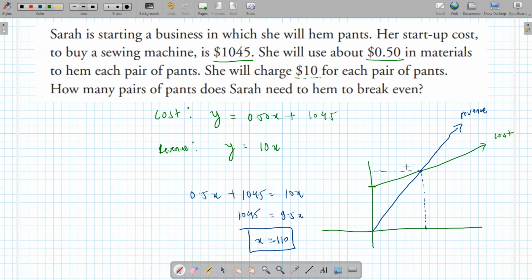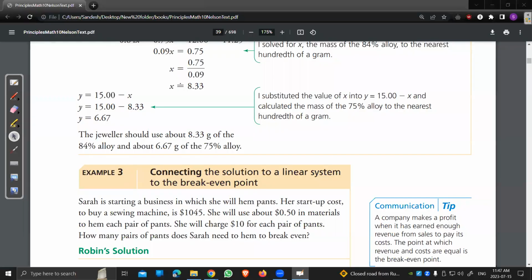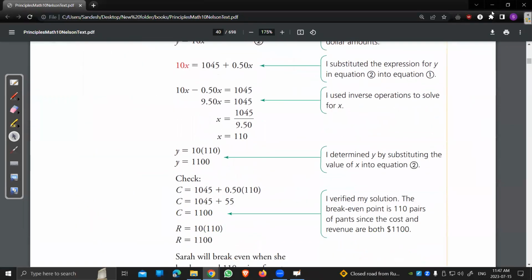Look at what's gonna happen after this. Before 110, she's gonna be losing money because the cost is higher than the revenue, yeah? So during this chunk here, she's gonna be losing money. At exactly 110, break even, they're both equal. And then beyond 110, the revenue starts winning, yeah? She's gonna start making money after this here. Anything greater than 110, she's going to start making money, okay? And that's the answer to that question.